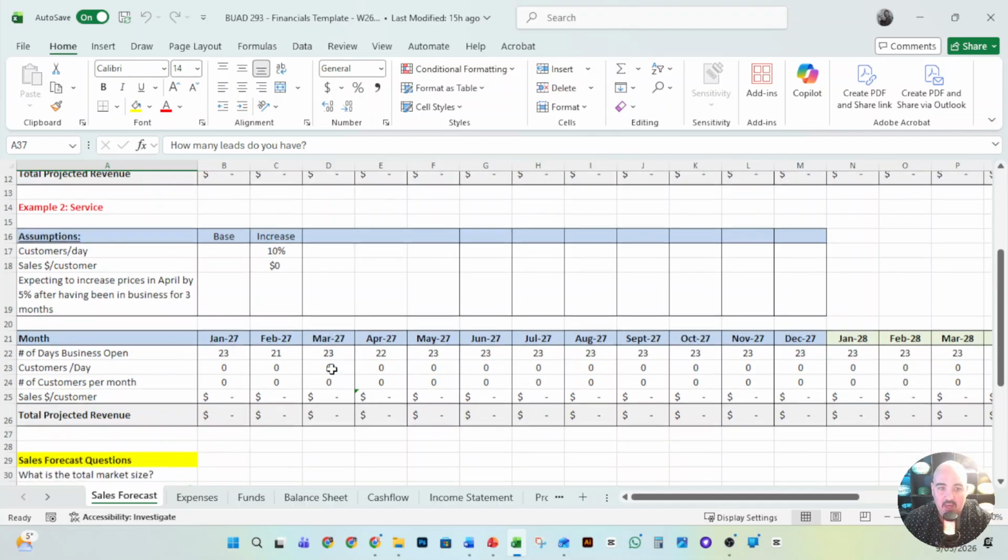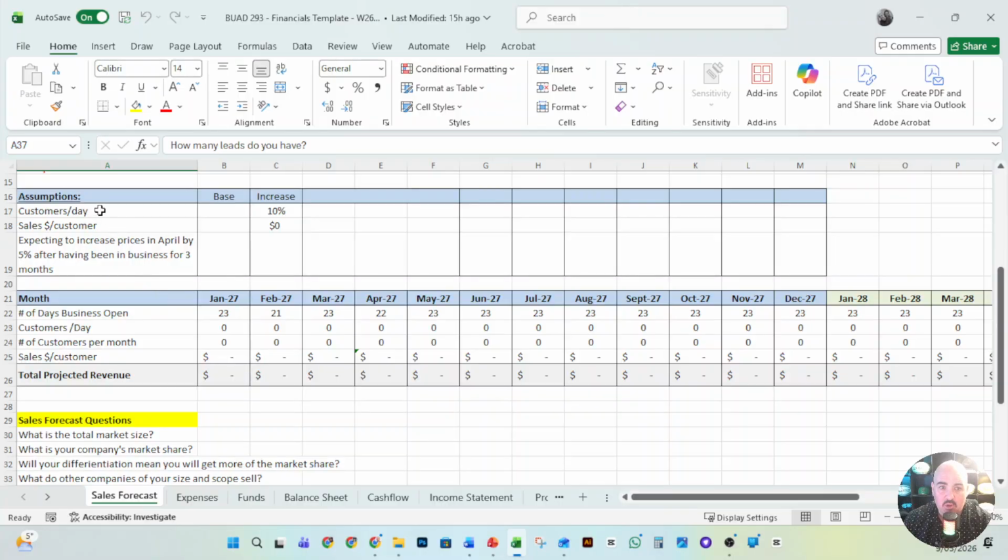So you can put that in as well based on service. That could be the customers per day, sales per customer, and then we've got an increase of 5% here, which we can see if we get into the 3 months. So it should be here.